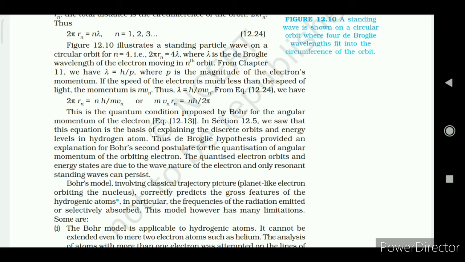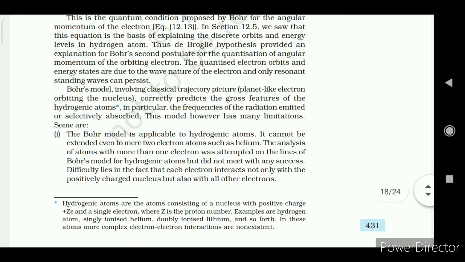Some are: number 1, the Bohr model is applicable to hydrogenic atoms. It cannot be extended even to mere 2-electron atoms such as helium. The analysis of atoms with more than one electron was attempted on the lines of Bohr's model of hydrogenic atoms, but did not succeed. The formulation of the Bohr model involves the electrical force between the positively charged nucleus and the electron. This does not include the electrical forces between electrons, which necessarily appear in multi-electron atoms. Number 2.